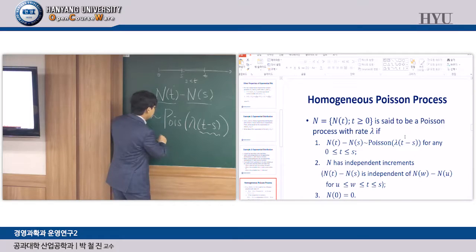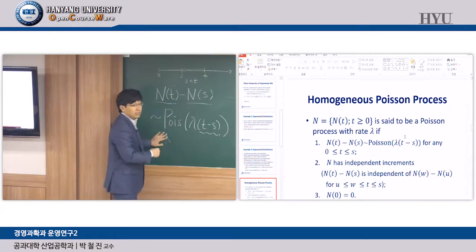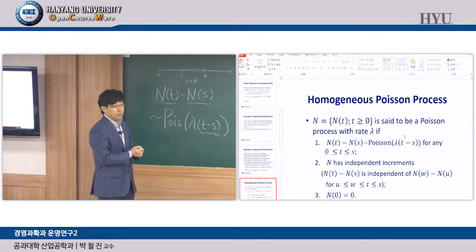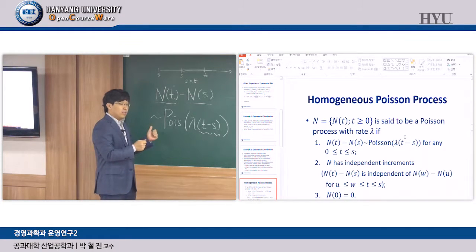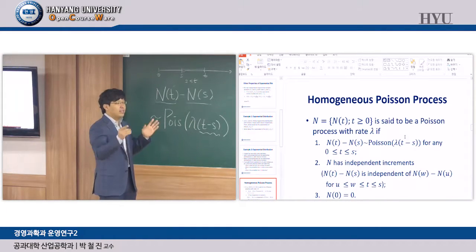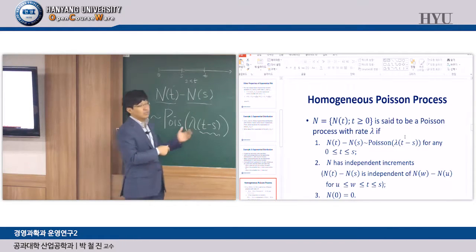This one is actually the same as N of t minus s, right? Actually it's the same. Because, as I said before, this one is based on the assumption that events occur with the same probability, and they are independent. So this one is true. Later I'm going to explain the connection between the concept and this definition if we have time. But let's start with the definition first.